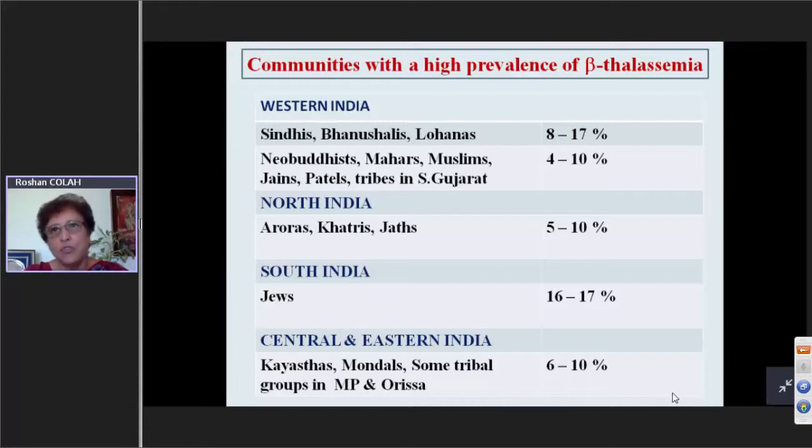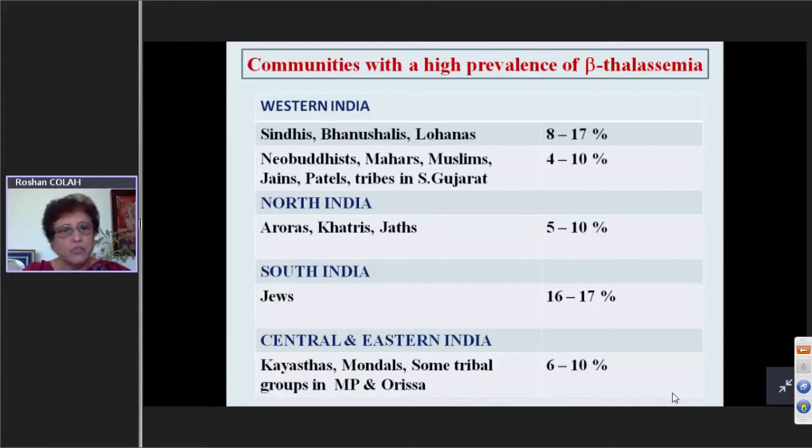In North India, of course, we know that Delhi, Punjab, and all these regions, they have a very high prevalence among the Aroras, Khatris, Jats. And in South India, there's a small group of Jews in Cochin, where the prevalence is almost 16 to 17%. In West Bengal, among the Kayas and Mandols, thalassemia prevalence is almost 10%. And again, we have tribal groups in central India, Madhya Pradesh, Orissa, where thalassemia is common.